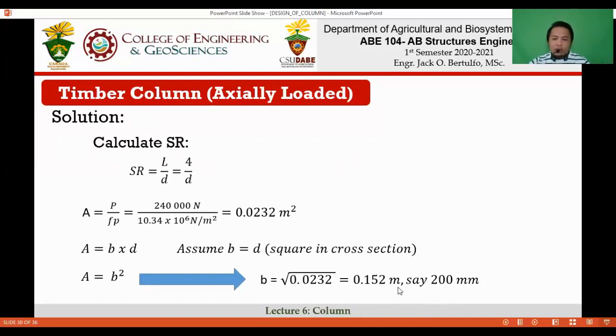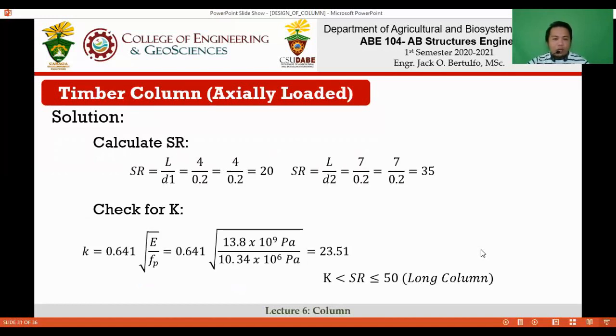So let's adjust this for safety purposes. Let's say 200. So therefore, our dimension for B is 200. Since it's square, then D is also 200, a square cross section. Okay, so we now have the first value for dimension. The value of B and D is just equal to 200. Okay, now we need to calculate the SR.